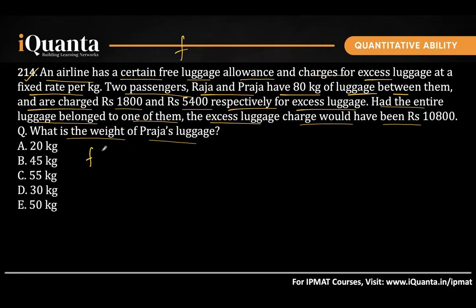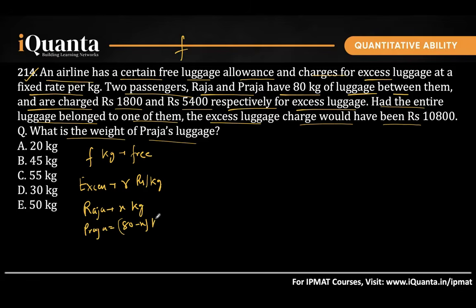Let's say that f kg is the total weight which is allowed to be carried for free. Okay. Let's say that for excess we have r rupees per kg as the excess fee. Okay. Let me say that Raja is carrying x kg of this luggage. So definitely another person, Praja, will be carrying 80 minus x kg of this luggage, because they are having total luggage of 80 kg.